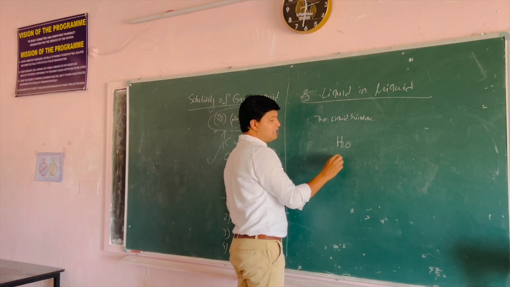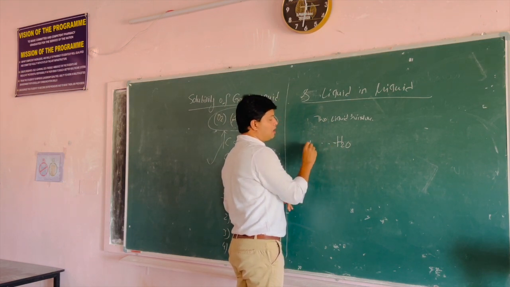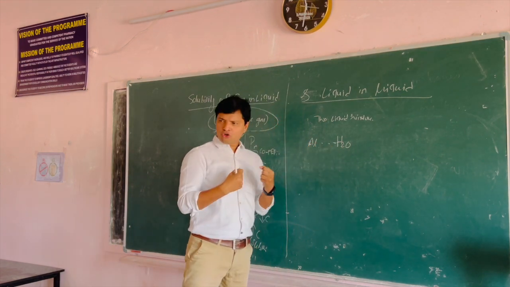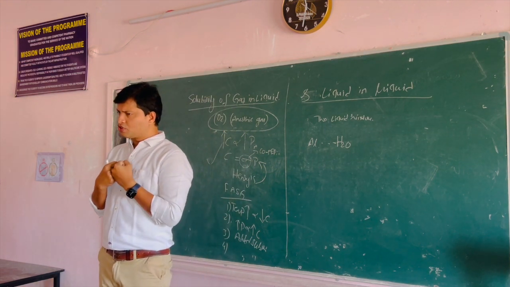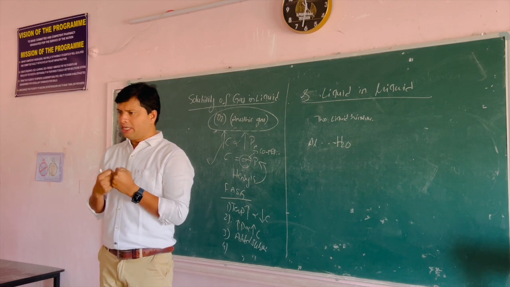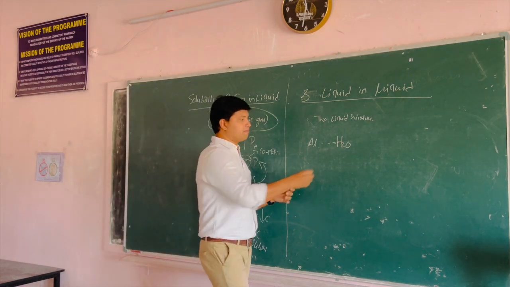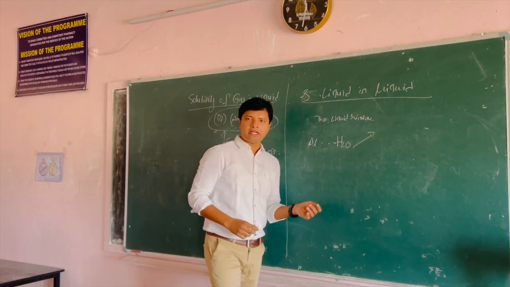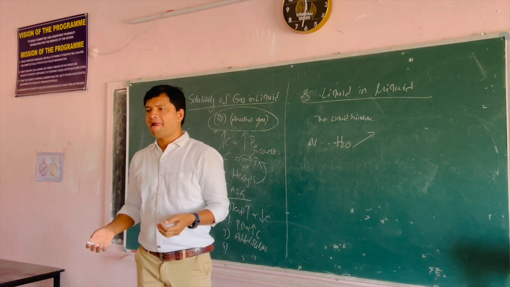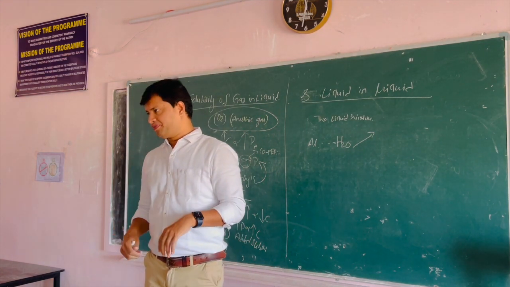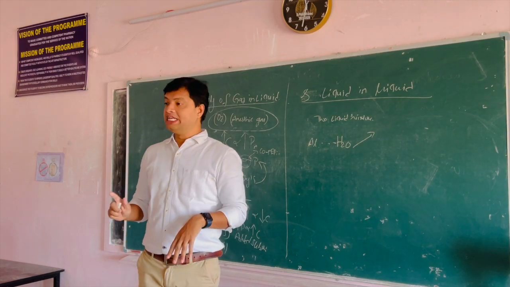This water and alcohol form a strong bond. Okay. I want to separate them. What is the process of separating alcohol from water? What do we call that? Distillation. We call that distillation.